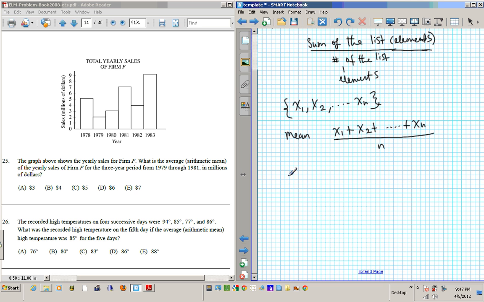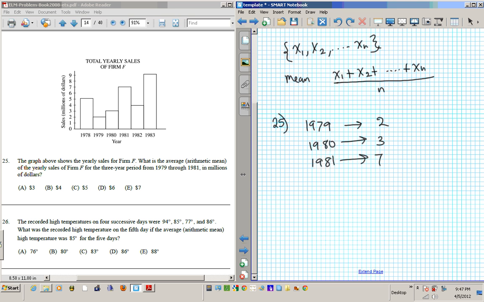We have 3 elements for 25. From 1979 to 1981. So for 1979, we trace it over here. From here to here is 2. So for 1979, we have 2. For 1980, we have 3. And then for 1981, we have 7. Okay, so these are the elements in the list, so I'm going to sum them up.